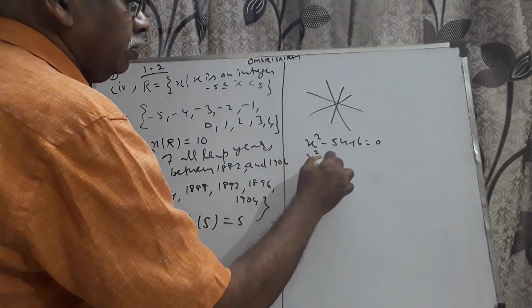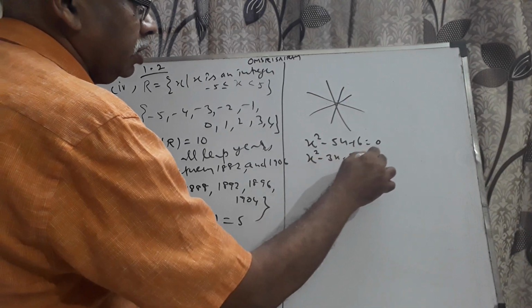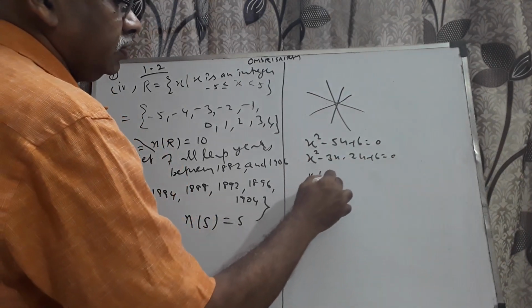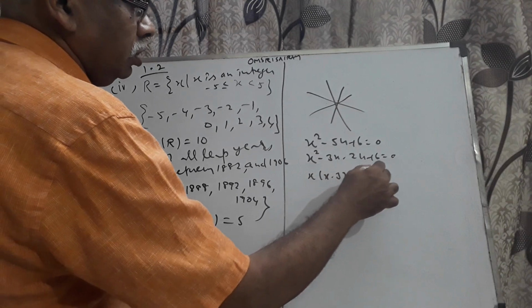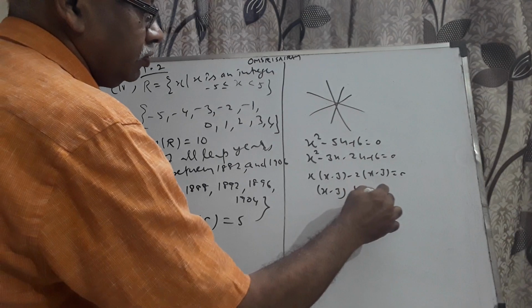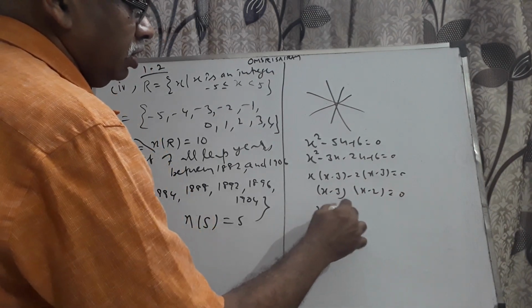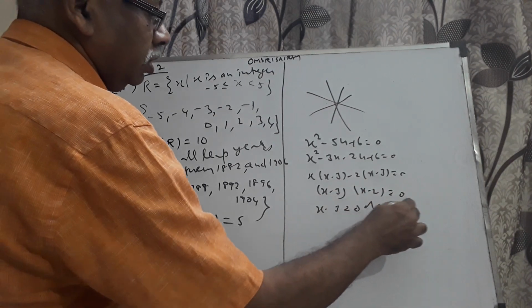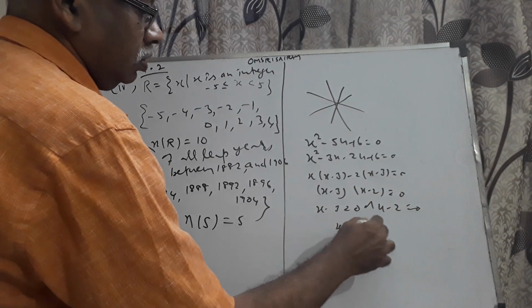I can split the middle term: x square minus 3x minus 2x plus 6 equal to 0. Then x into (x minus 3) minus 2 into (x minus 3) is equal to 0. Now (x minus 3) into (x minus 2) is equal to 0. So x minus 3 is equal to 0 or x minus 2 is equal to 0. Now x equals 3 or 2.